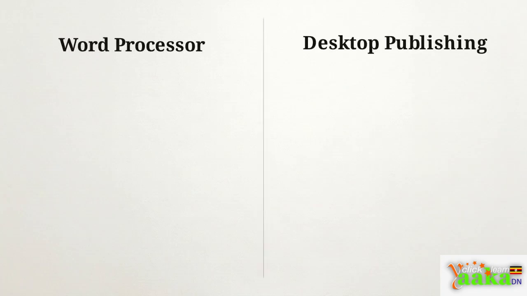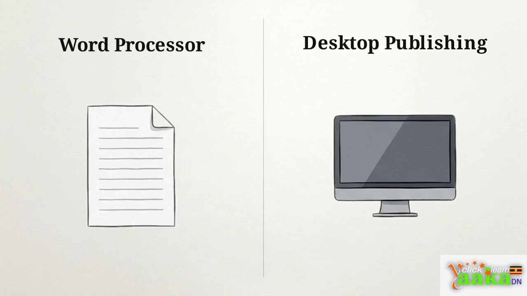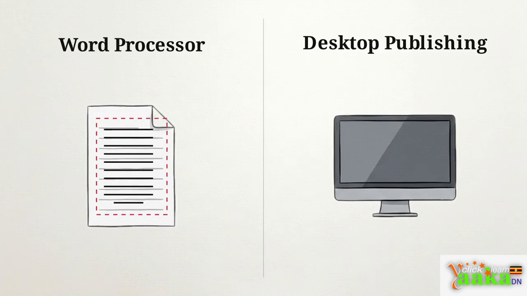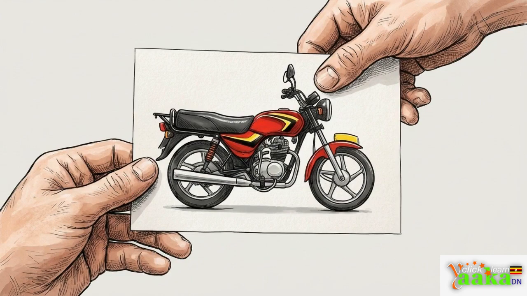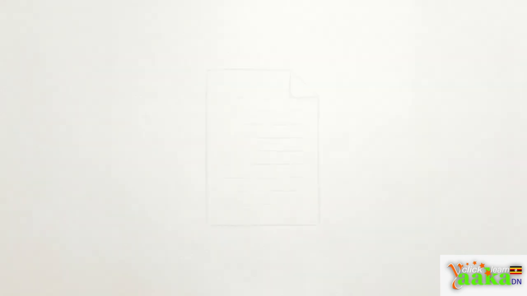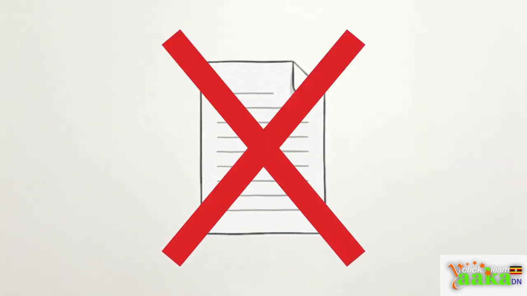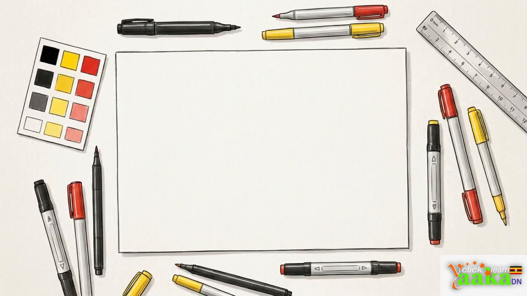This table compares word processing with desktop publishing. In a word processor on the left, text is constrained by rigid page margins. In desktop publishing, or DTP, on the right, you build with modular frames that can be placed anywhere on the page. To start a local business, like designing promotional materials for a Kampala Boda Boda service, you have to abandon word processing rules. You must adopt a publisher's mindset, treating the page as a blank canvas rather than a lined notebook.